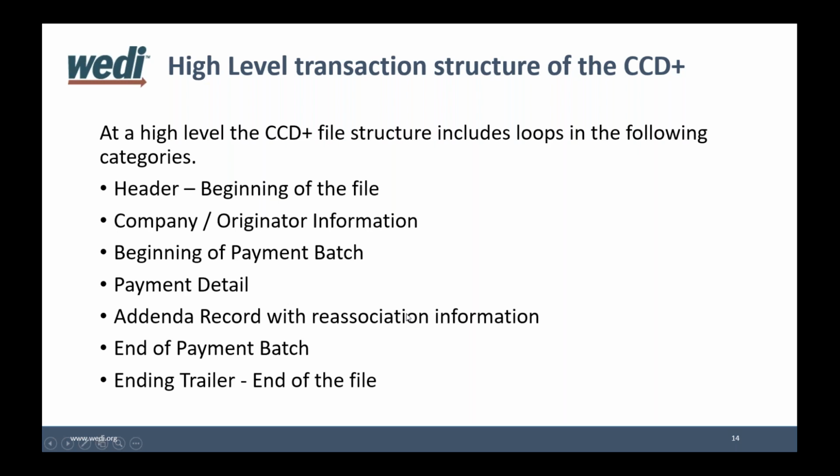The high-level transaction structure of the CCD Plus is also made of loops. You have the usual header, the beginning of the file. You have the company or originator information. You have the beginning of the payment batch, which includes the payment detail, the addenda record with reassociation information so you can associate that back to the 835. Then you get to the end of the payment batch and you have the ending trailer, which indicates the end of the file.